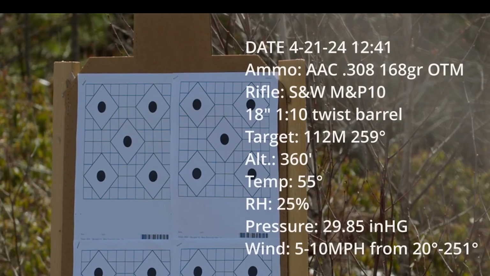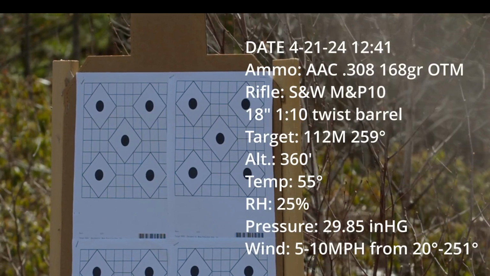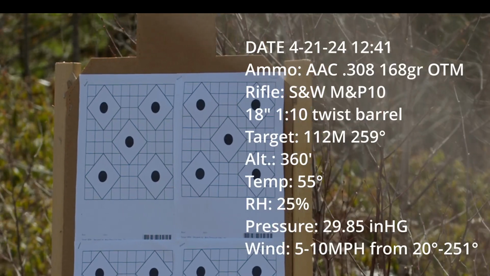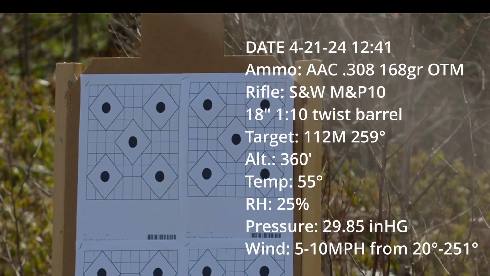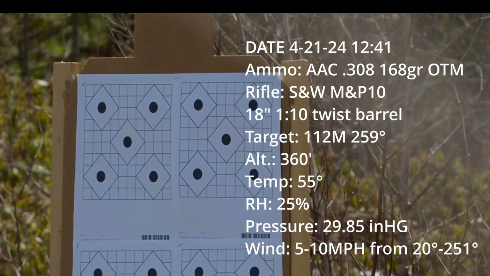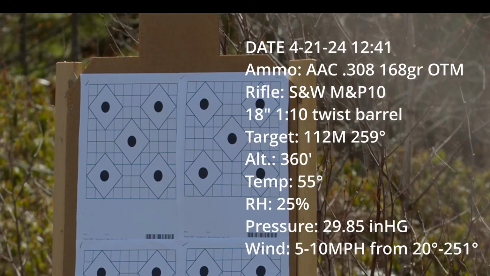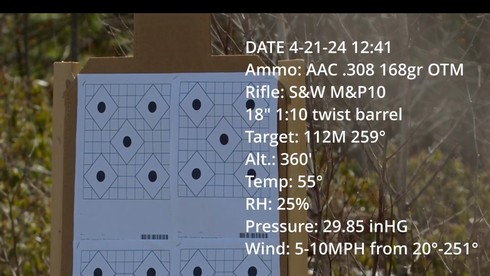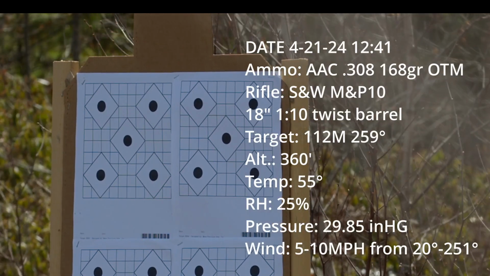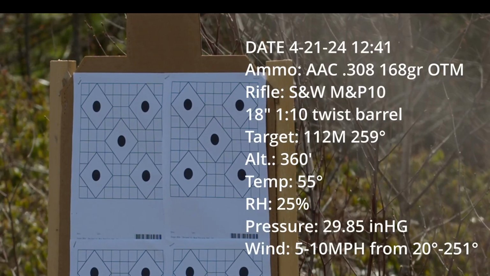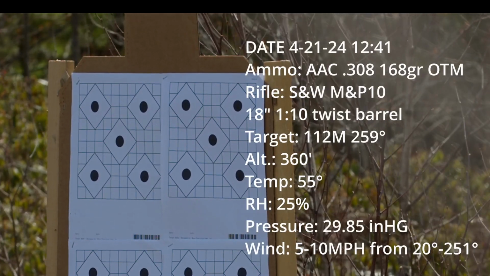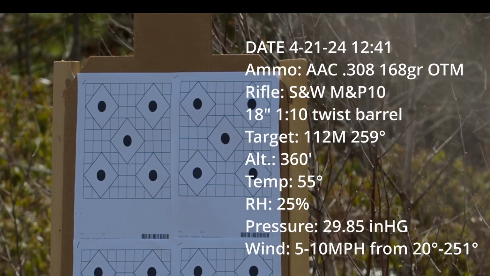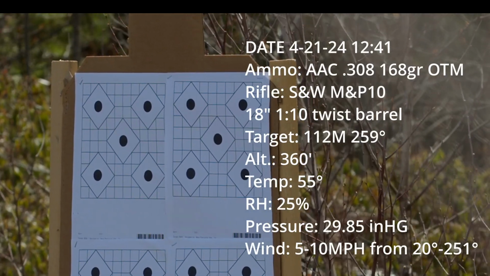This is a test of the AAC 168 grain OTM fired from an 18-inch Smith & Wesson M&P 10. The target was 112 meters away, or what's that, 122 yards. Shooting direction 259 degrees. The altitude at the range is 360 feet above sea level.